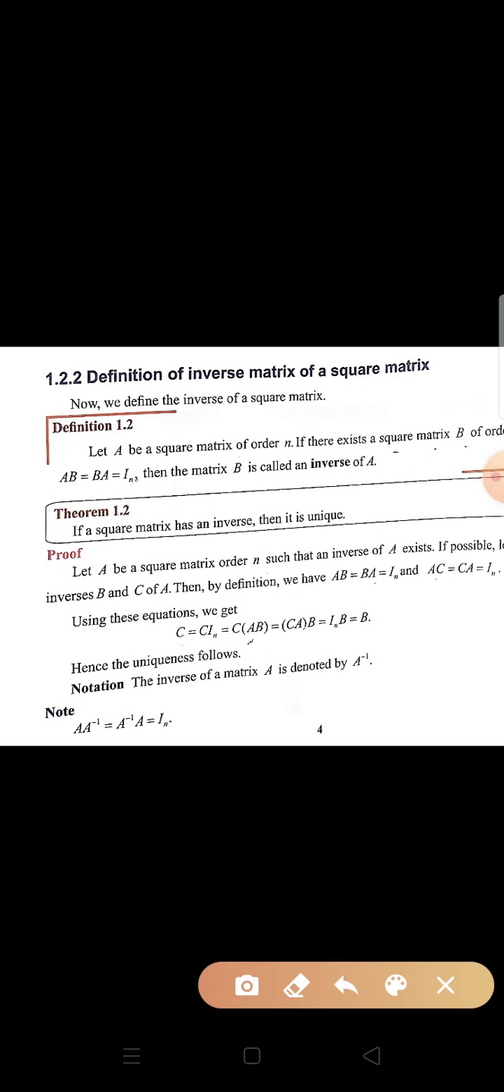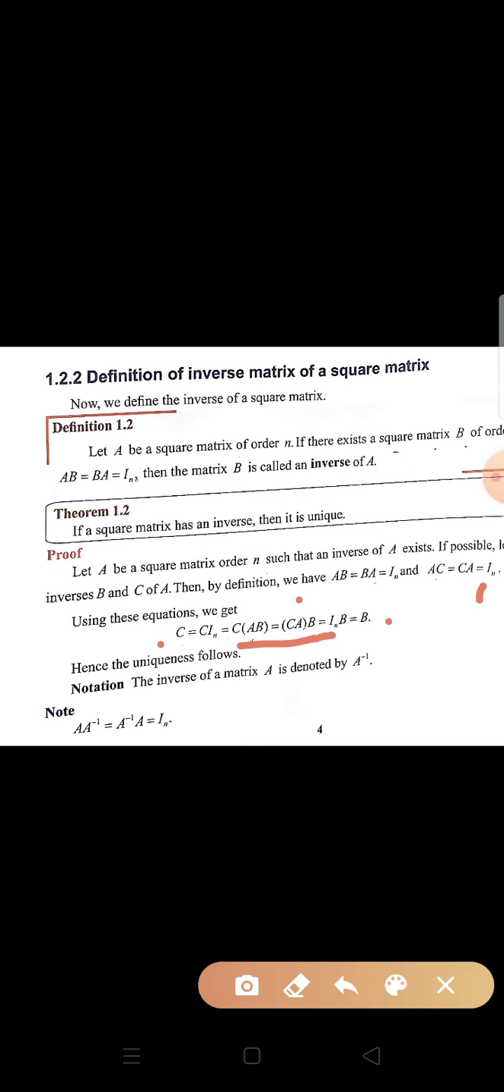Matrix multiplication is associative. Associative means what? We change the bracket. C into AB becomes CA into B. Okay, do you understand? C into AB, next CA into B. We are using the associative property. Now the CA, what is the answer of CA? Here CA is equal to In. So In into B equal to B. First we took C, now we have proved it equal to B. Hence the theorem is finished. C equal to B. Both are the same matrix. Finished.